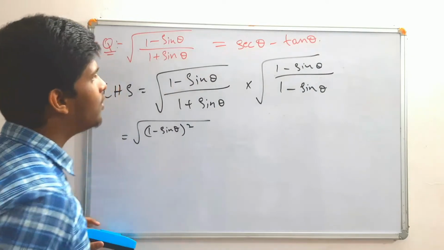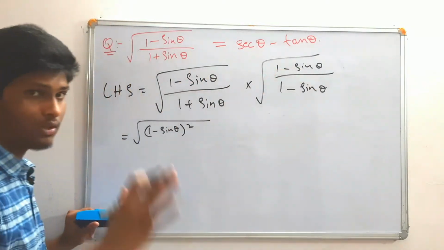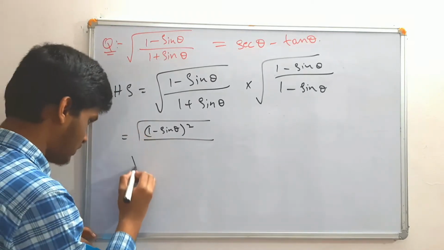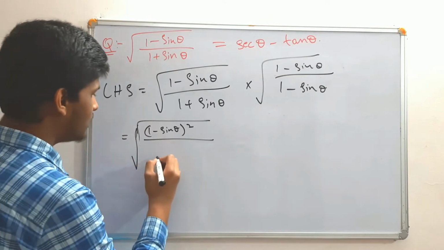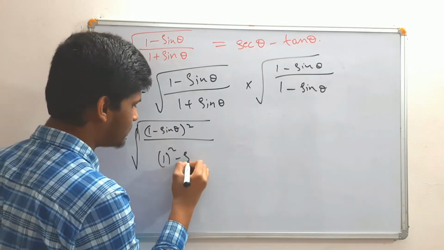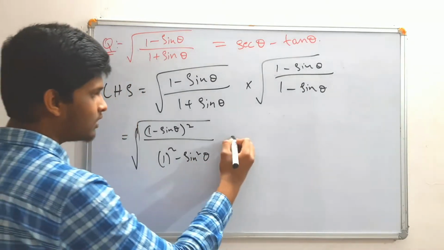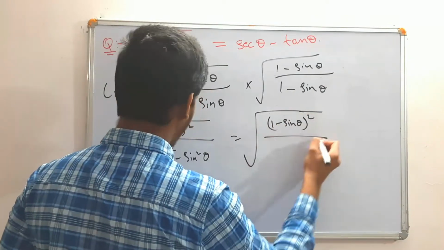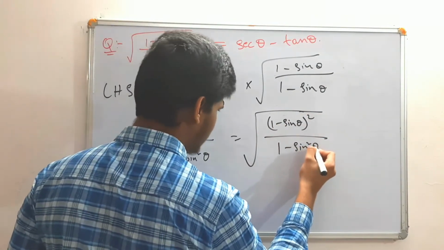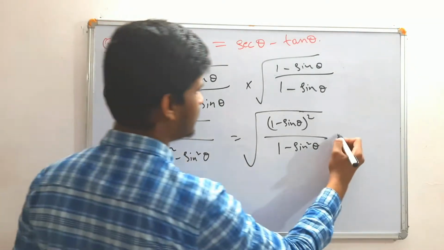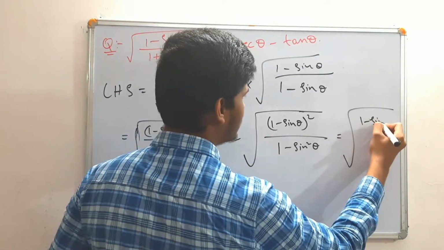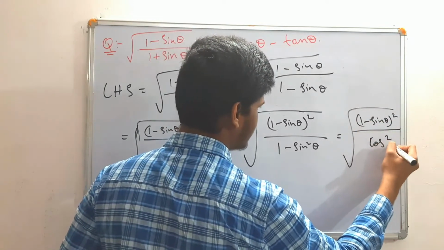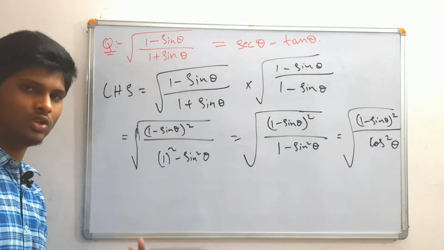This root to the whole we put, and then 1 minus sine theta, 1 minus sine theta, both the same multiplied, so we took the square, and here let's extend this root, very big root. So here 1 square minus sine square theta, super. This one we get, let it be 1 minus sine theta whole square only, and here 1 minus sine square theta. What is 1 minus sine square theta? It's cos square theta. So again root of (1 minus sine theta) whole square, numerator as it is, and this is cos square theta.